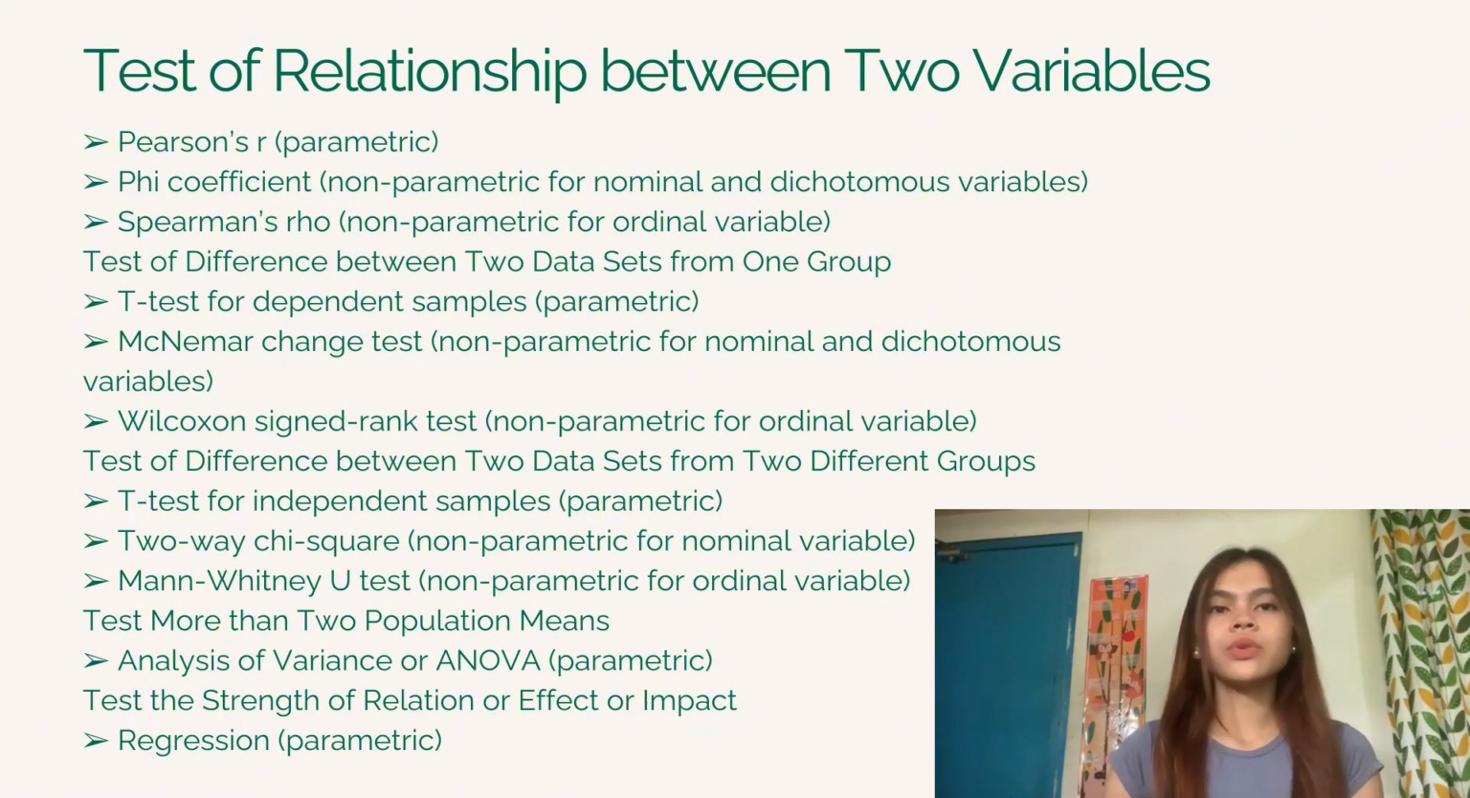Test of difference between two datasets from one group: t-test for dependent samples, parametric; McNemar change test, non-parametric for nominal and dichotomous variables; Wilcoxon signed rank test, non-parametric for ordinal variables.